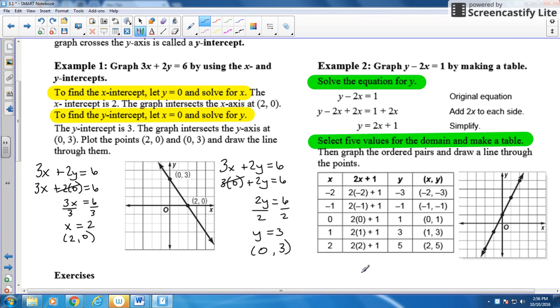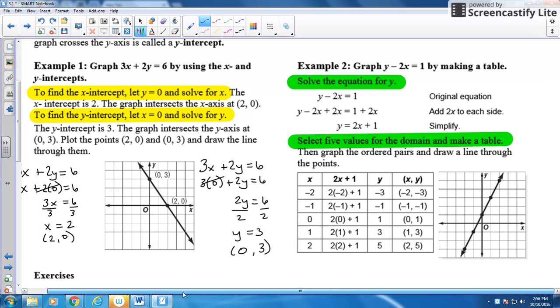The other way that you can graph a linear equation is to make a table. So if you have an equation, the first thing you want to do is solve the equation for y. Okay? If you learned about this last year, you might have learned about it as putting it in slope-intercept form, which we will discuss in another lesson. But you want to solve it or transform it for y. So here's what they did. They added 2x to both sides, and that allowed them to have y equals 2x plus 1.